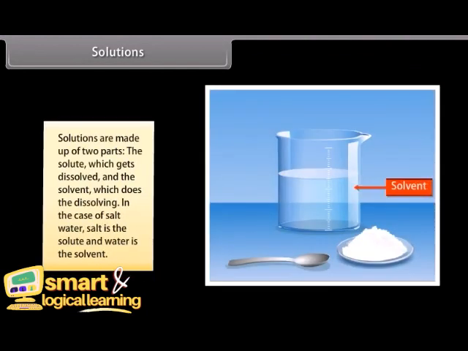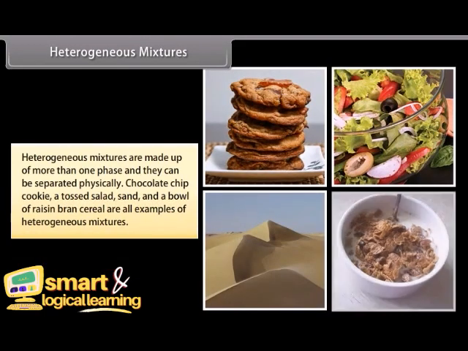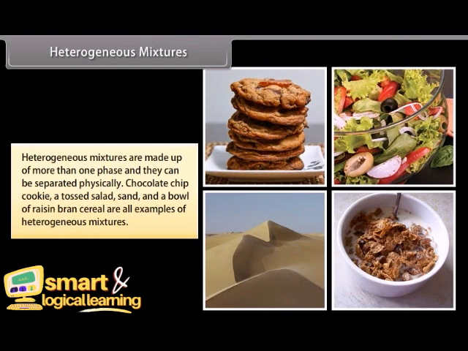Solutions are made up of two parts: the solute, which gets dissolved, and the solvent, which does the dissolving. In the case of salt water, salt is the solute and water is the solvent. Heterogeneous mixtures. Heterogeneous mixtures are made up of more than one phase, and they can be separated physically. Chocolate chip cookie, a tossed salad, sand, and a bowl of raisin bran cereal are all examples of obvious heterogeneous mixtures.